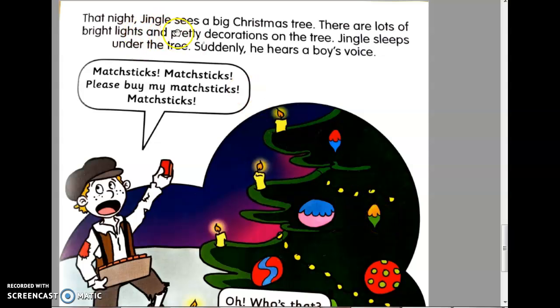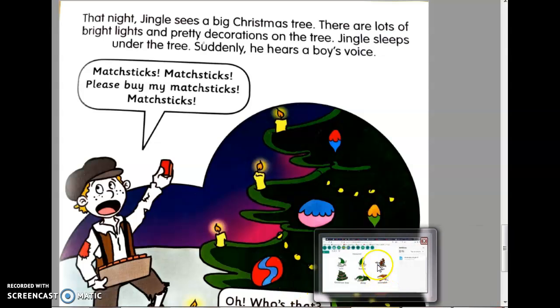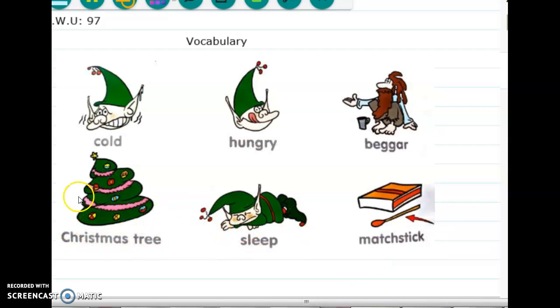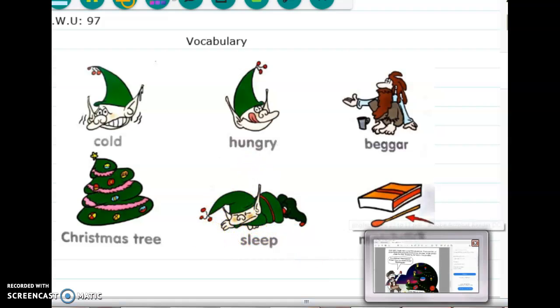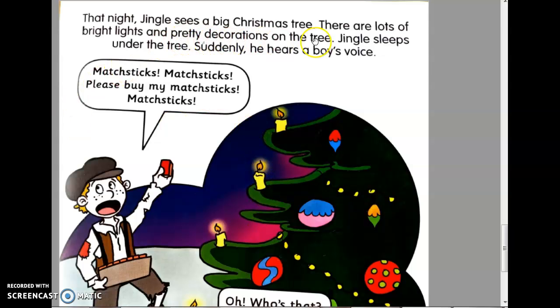That night, Jingle sees a big Christmas tree. This is the Christmas tree, and big, not small, big. There are a lot of bright lights and pretty decorations on the tree. Okay, look, the light and decoration. Jingle sleeps under the tree. Back to the vocabulary. Here, look, Christmas tree, big Christmas tree, and sleep. Jingle sleeps under the tree.